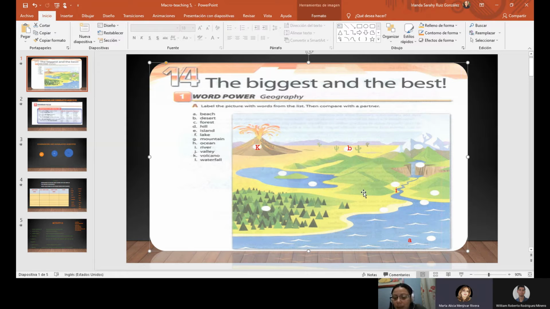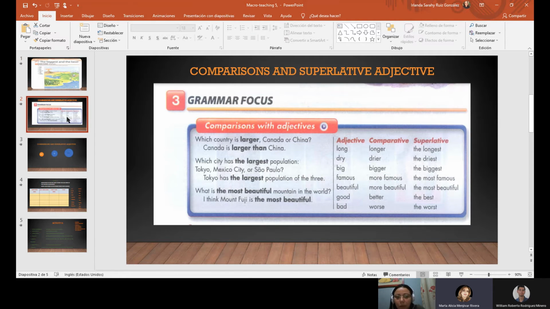Well, next you have to fill it in your student book on page 92. We're going to complete that exercise. Yes, you have to complete it, Miss Irlanda. Okay, and now we're going to see something: the grammar about comparatives and superlative adjectives.